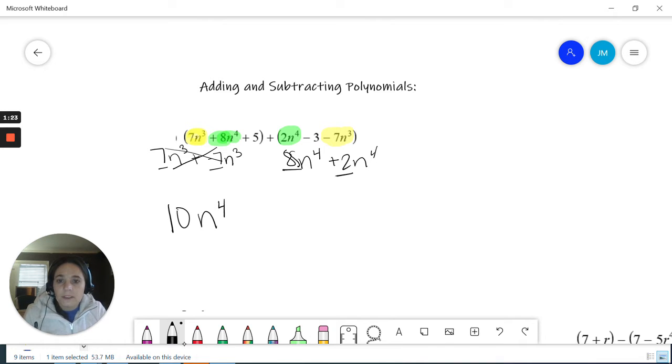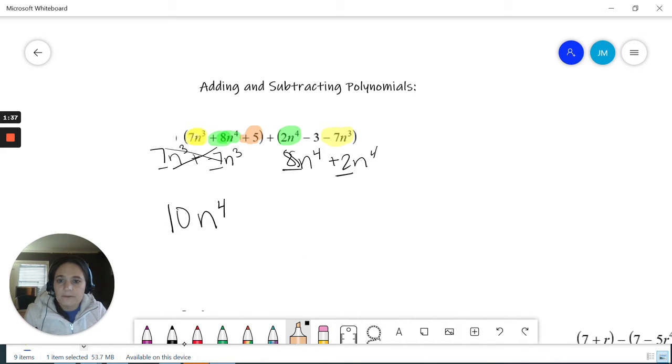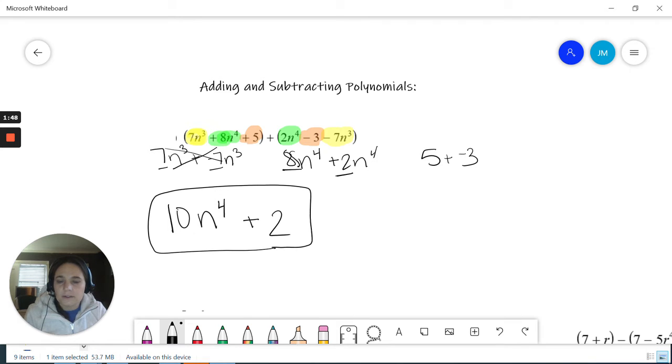And then we're going to do our last term, which is our constants, and we are going to combine those. Our constants here are going to be the 5 and the negative 3 that we combine. So a 5 plus a negative 3 is 2. And our polynomial is already written in standard form, so we're good to go. Standard form again being the highest exponent comes first, and then the constant is last.